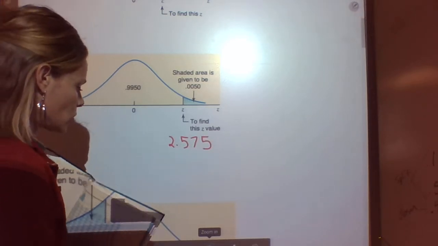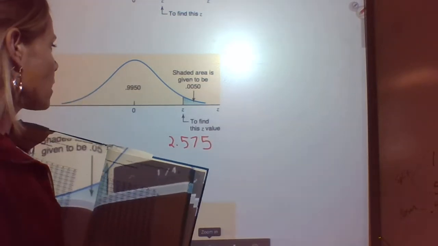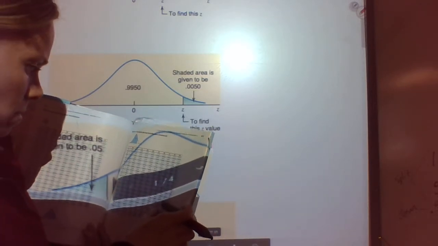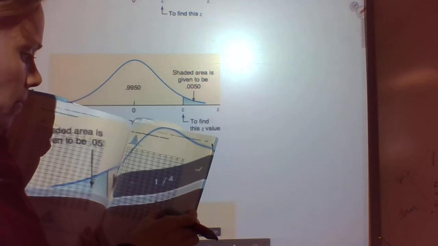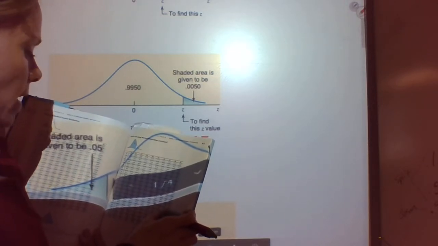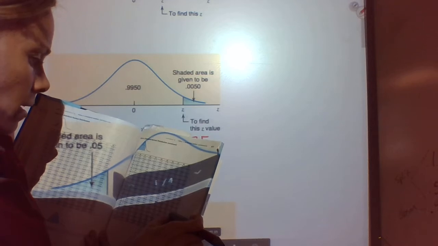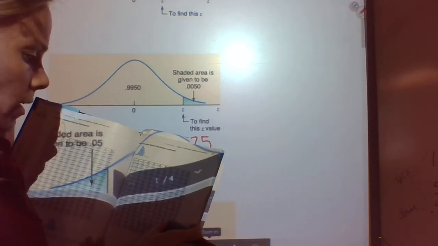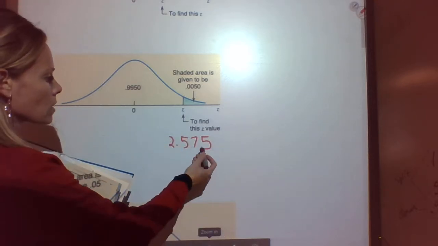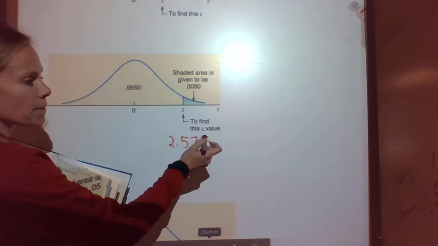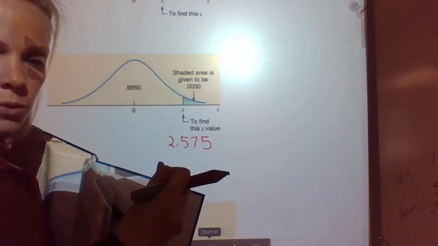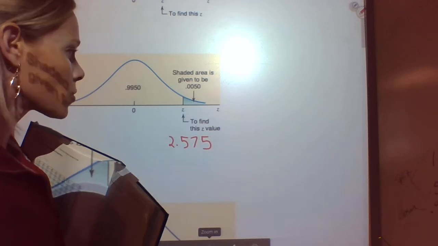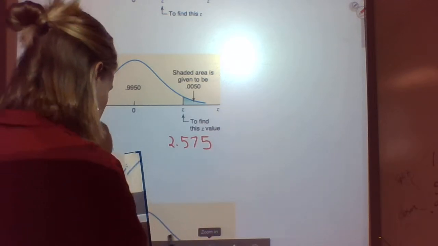Okay, because 2.57 gave me 0.9949, and 2.58 gives me 0.9951. I want 0.995, so I have to split those two z-scores, and that gives me 2.575, right? The number in between those two z-scores. So if it lands smack dab in the middle, you split it, okay?